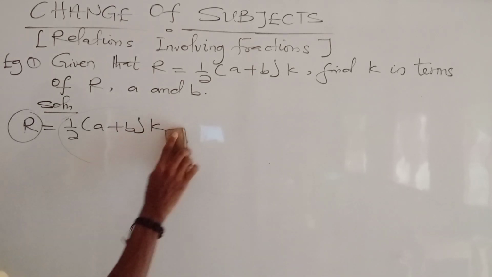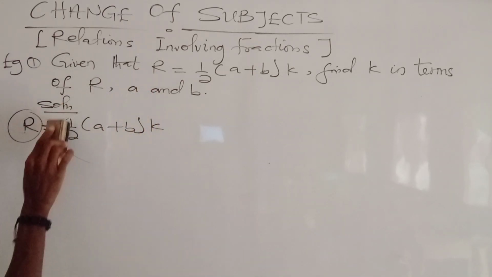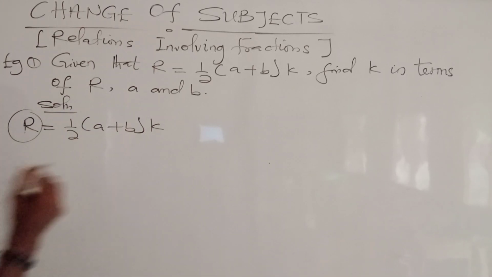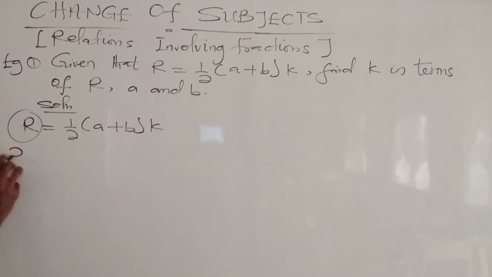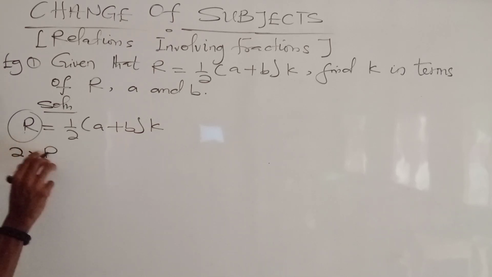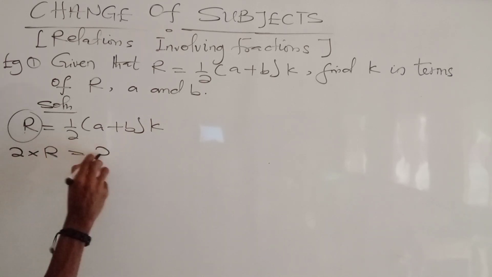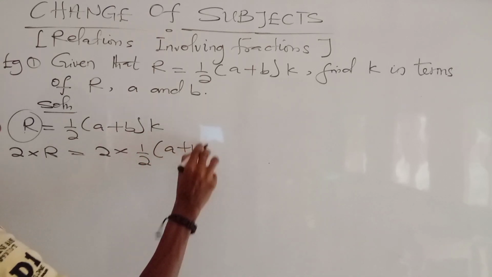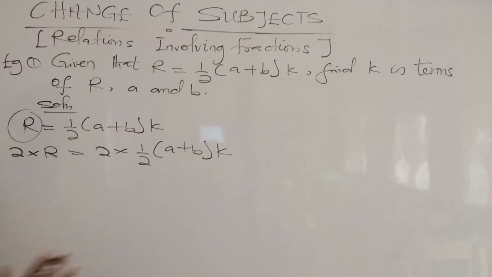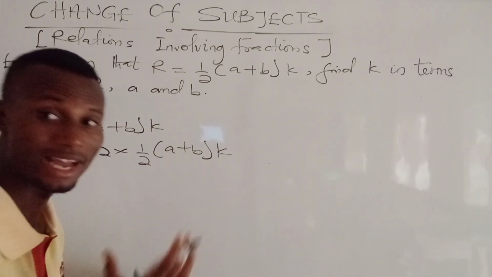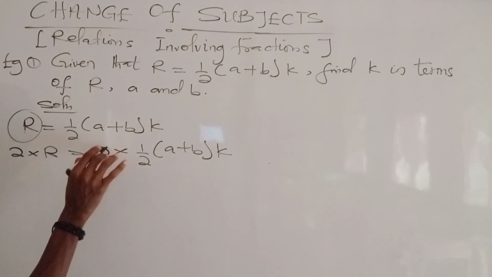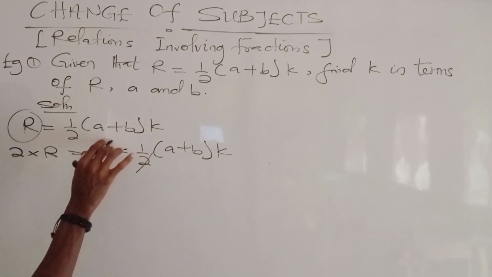Let me clean this rough work away and let's proceed and solve it, by multiplying through by the LCM, which is 2. So I'm going to have 2 times r equals 2 times 1 over 2 into brackets a plus b multiplied by k. We are multiplying through by the LCM. That's the first step. So these 2 and these 2 will cancel away.